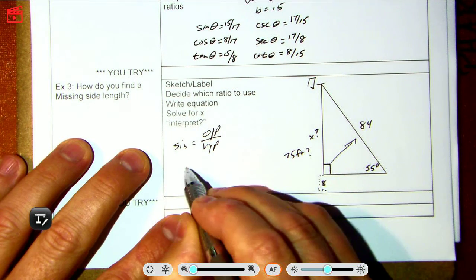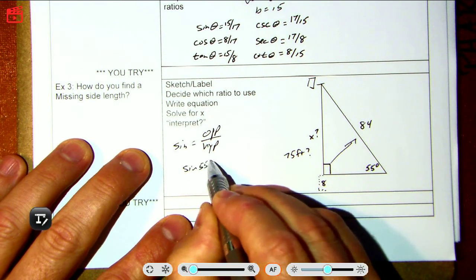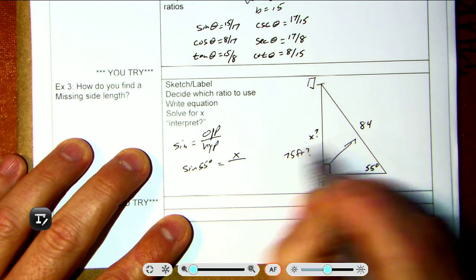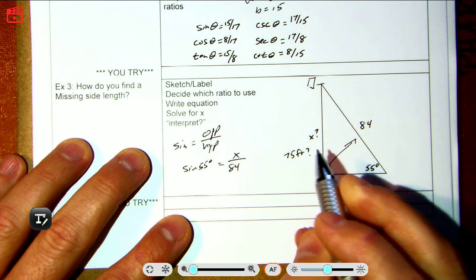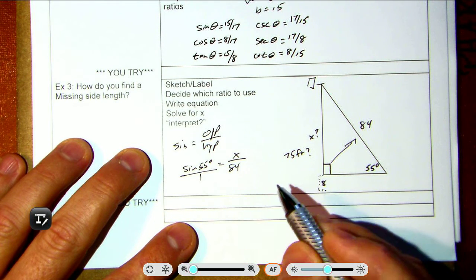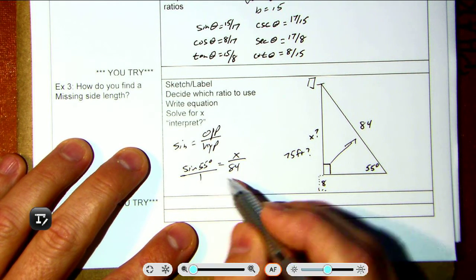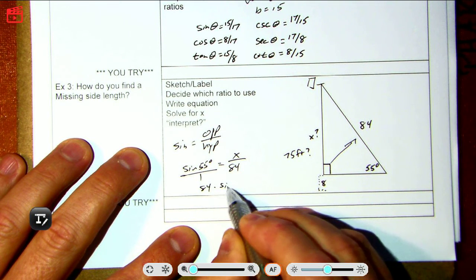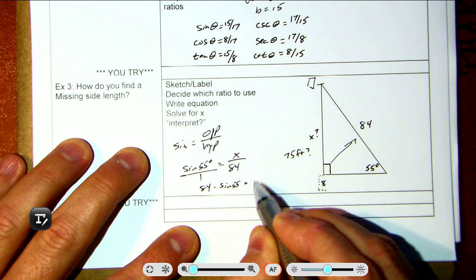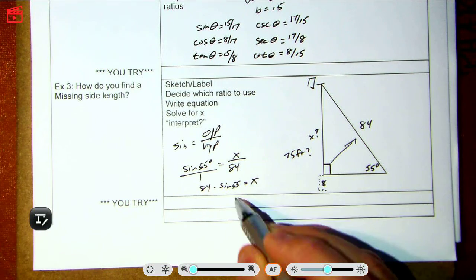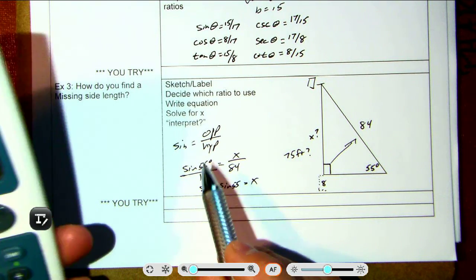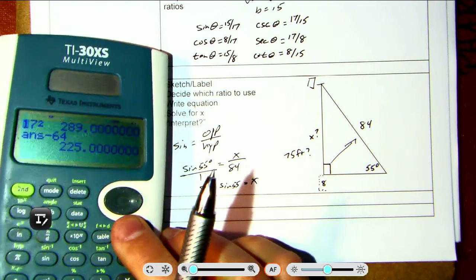So I know that the sine of 55 degrees has to be equal to the ratio of x over 84. And then we're going to make this a proportion. We're going to make that a fraction so we can solve. Cross multiply. I have 84 times the sine of 55. That's going to equal x. And the sine of 55, boys and girls, the sine of a degree is always just a number that lives in our calculator. So let's go ahead and figure out how to do that.